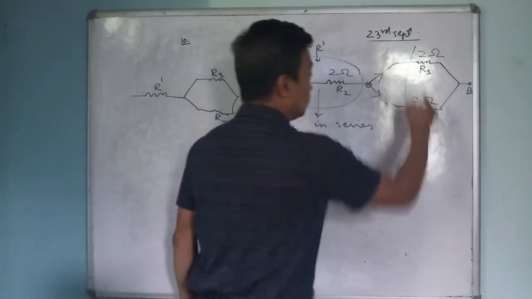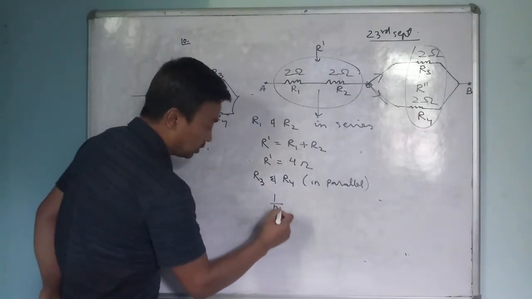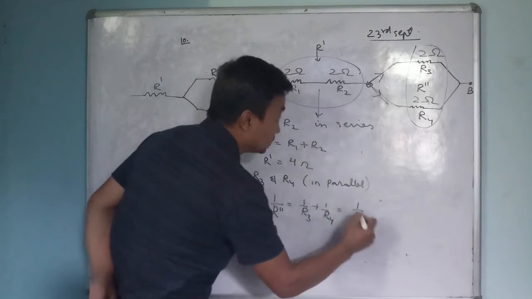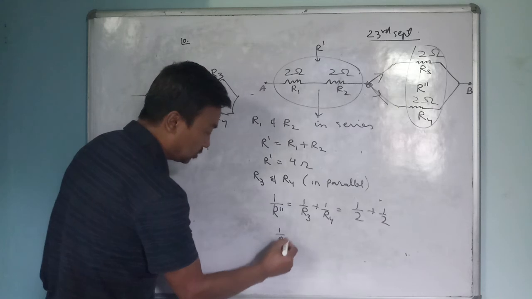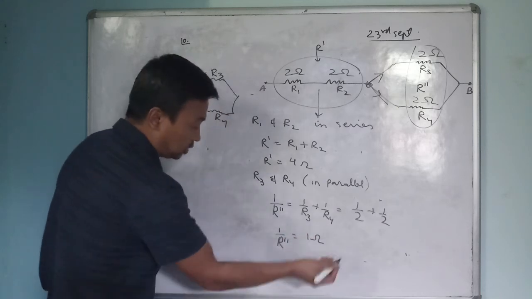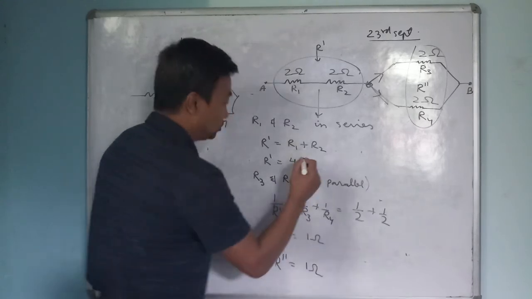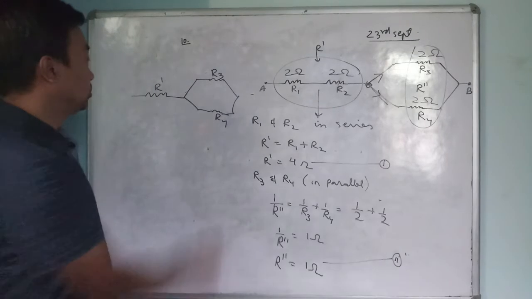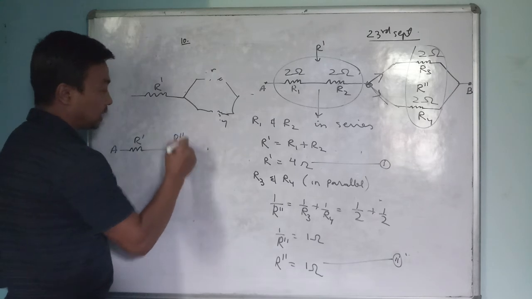Let us name this R double dash. So in the parallel, it is the sum of the reciprocals. So 1 by 2, half plus half is 1 ohm. If you reciprocate, you will get R double dash as 1 ohm. So this is your R dash and this is your R double dash. So we got 1 ohm. Now this 2 is also reduced, and finally this is A, we get R double dash, this is B.